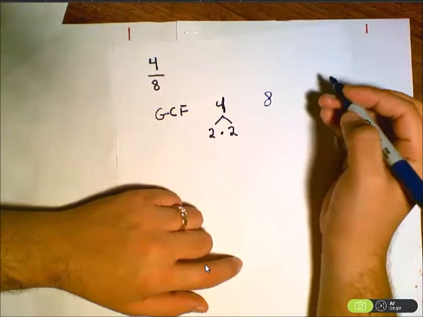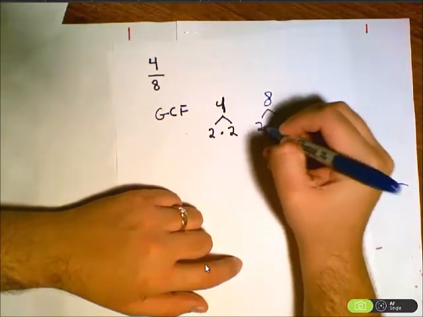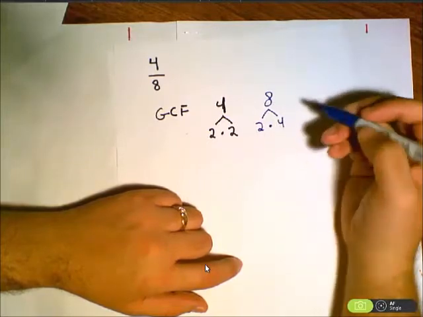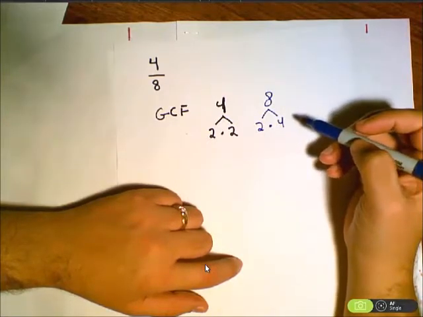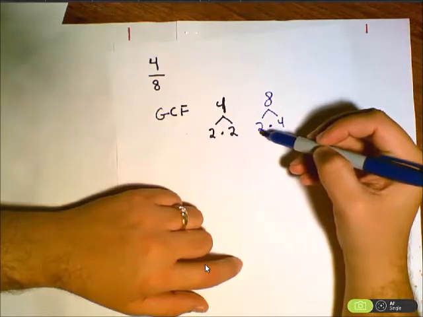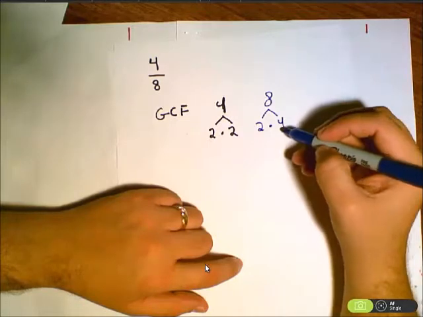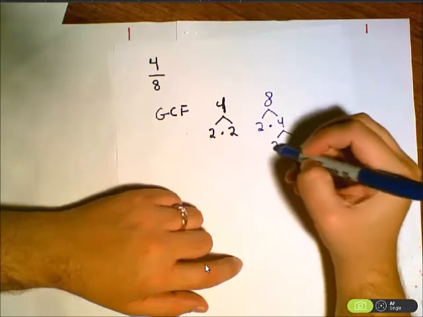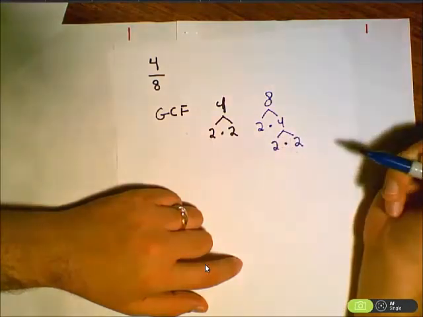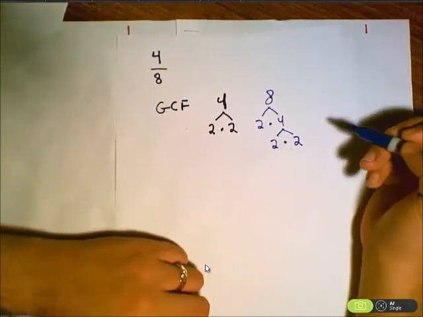Since 8 is a composite number, we can reduce it by multiplying 2 times 4. And as you can see, 2 is a prime number, so we can stop factorizing that number there. 4 is a composite number, so we can further reduce it by multiplying 2 times 2. Now, since 2 is a prime number, we can stop there.